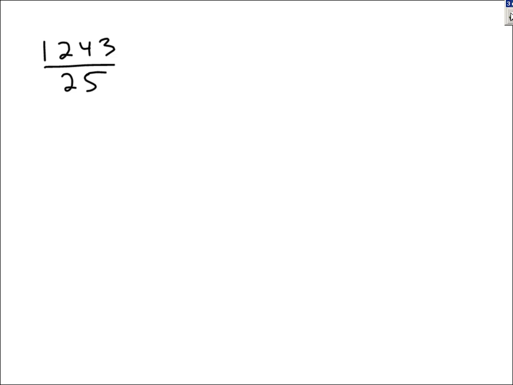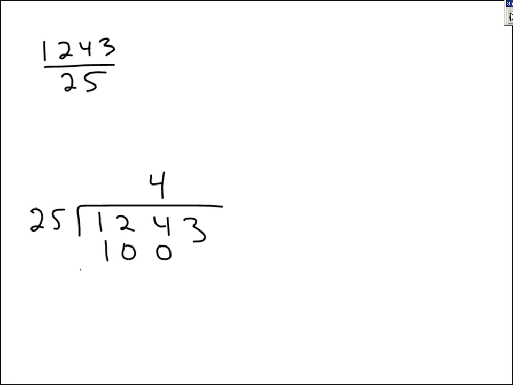You can divide that top number by 25, a 2-digit number. You can actually do 25 into 1243. 25 times 4 is 100. When you subtract, you get 24. Bring down the 3. And 25 into that goes 9 times. That's 225.